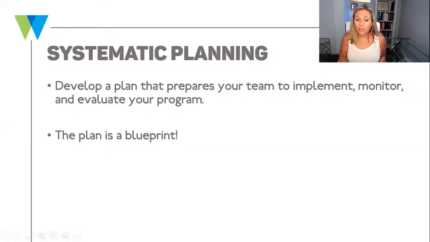So systematic planning is developing a plan that prepares your team to implement, monitor, and evaluate the program. The plan is the blueprint. It is essential to having success. Can you imagine a contractor going out to build a house without having a picture, a blueprint of what the house looks like? You would have builders coming in and roofers coming in and people installing windows and electricity and plumbing, and no one would know where anything's going. Maybe you'd have plumbing popping up in a bedroom and electricity in a closet where no electricity is needed. You need a blueprint so everybody knows what they're doing and when they're supposed to do it.